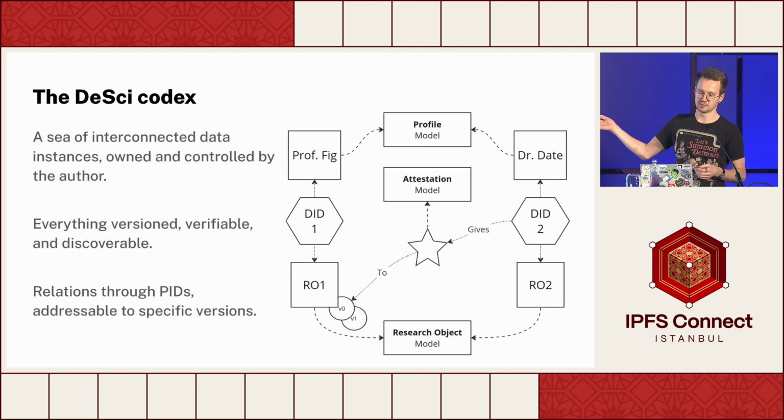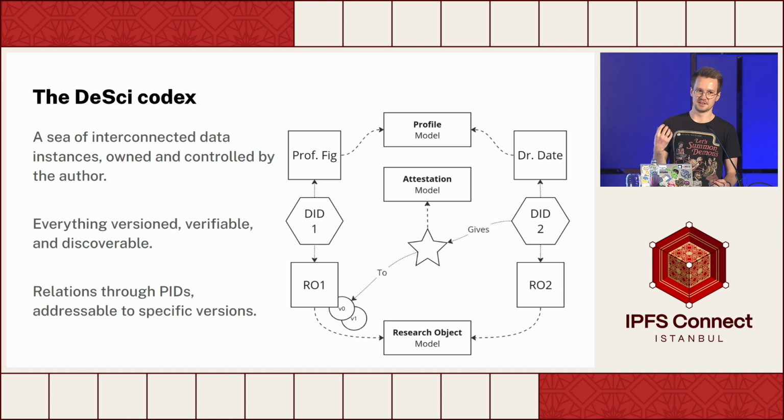And this diagram shows you a user profile. You can see two DIDs have their own profile, implementing the profile model. And through ComposeDB, we can find these instances. You can see that both DIDs have created their own research publication. RO there stands for research object, which implements another model.